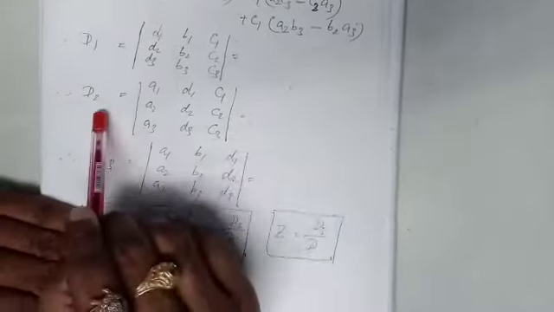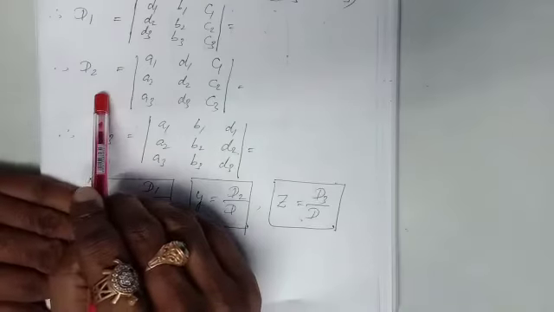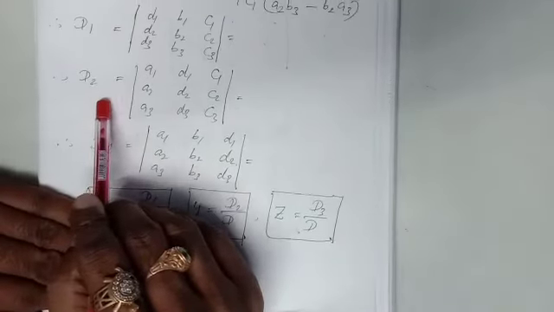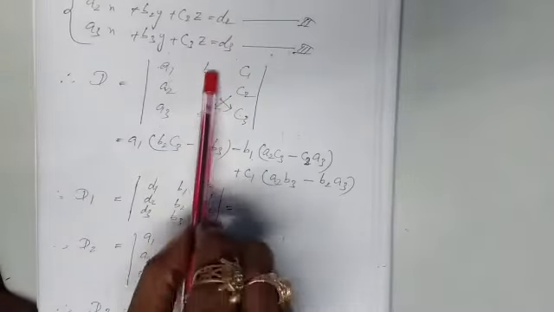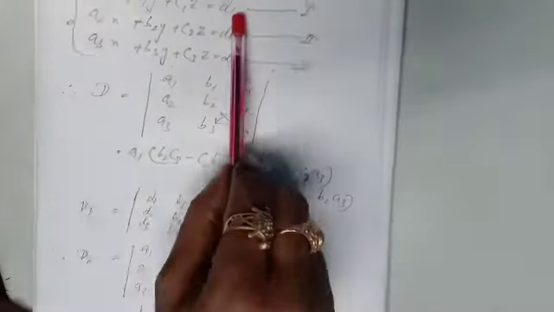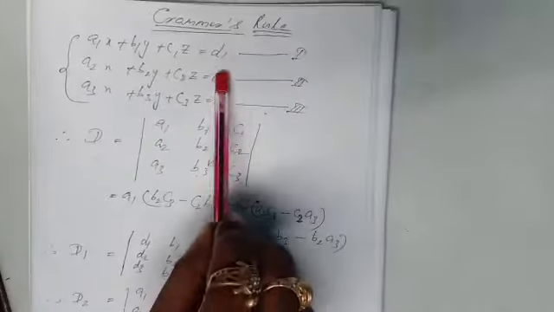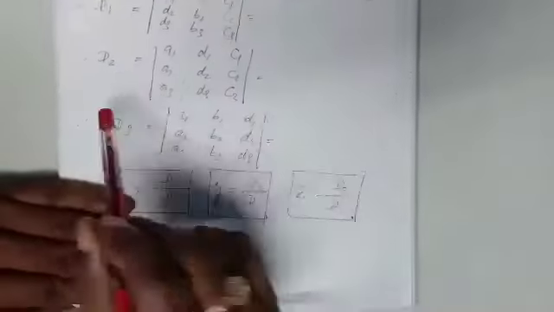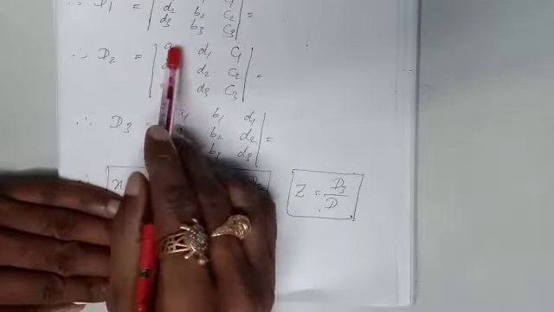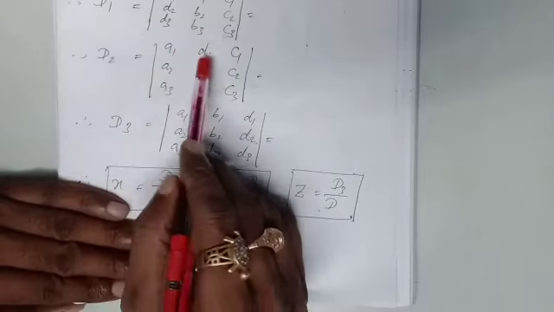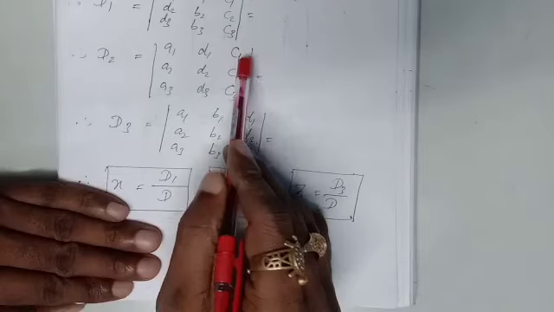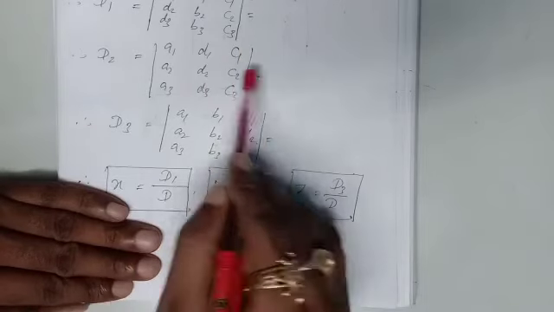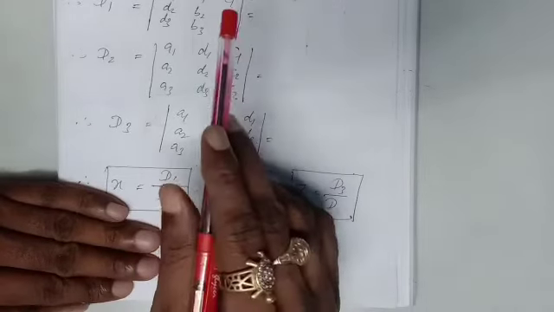Again for D2, the second column will be replaced by the right hand side numbers. The second column of D, that is b1, b2, b3, will be replaced by d1, d2, d3. See, for the D2 calculation, a1, a2, a3 stay, in the second column you write d1, d2, d3, and the third one remains the same, unchanged, c1, c2, c3. Again you have to evaluate like D.